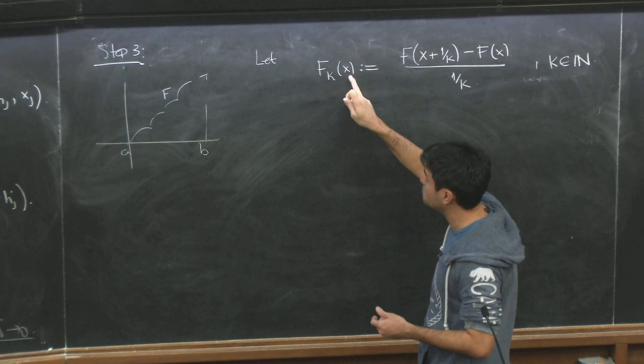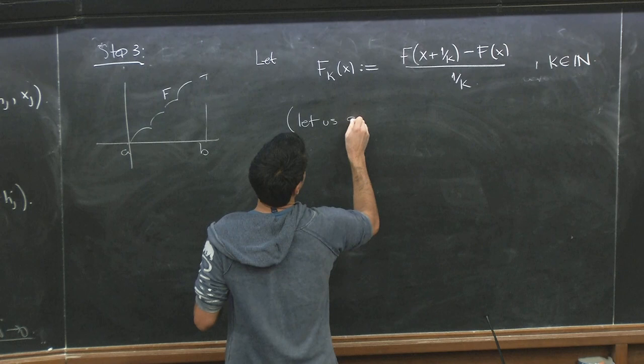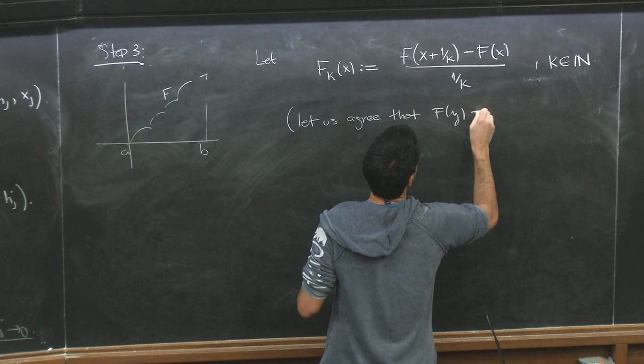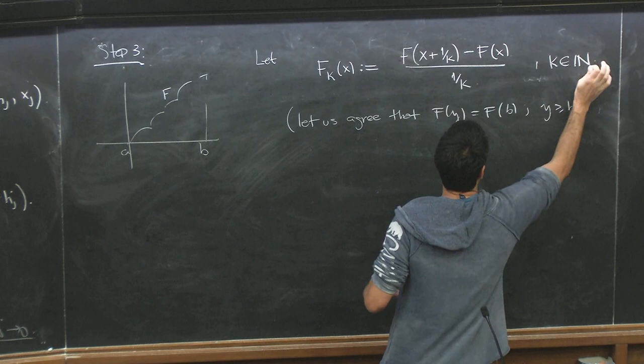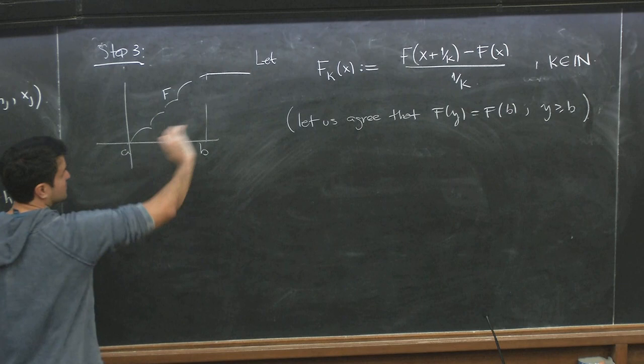So let us agree that f of y is equal to f of b for y bigger or equal than b. Okay, let's agree on this. So your function was increasing from A to B, and here, let's just put it flat. So now this function is well-defined in the interval AB.